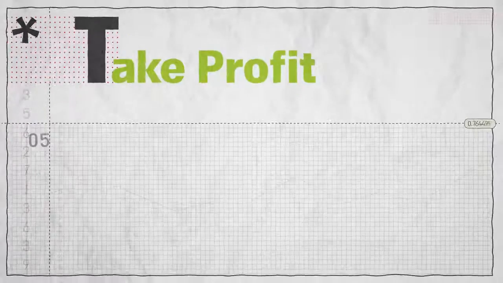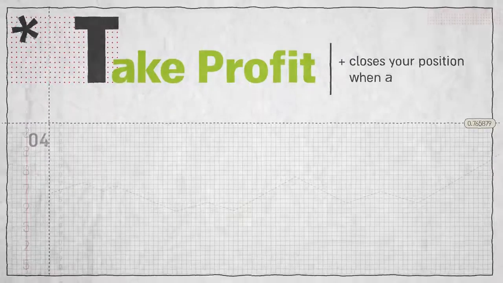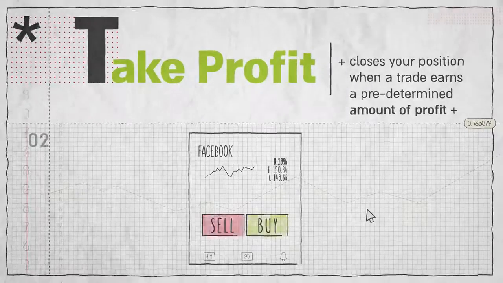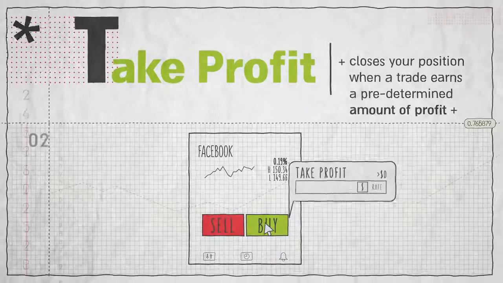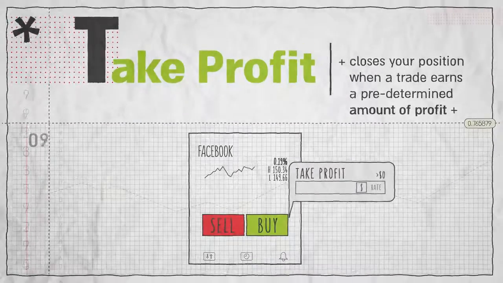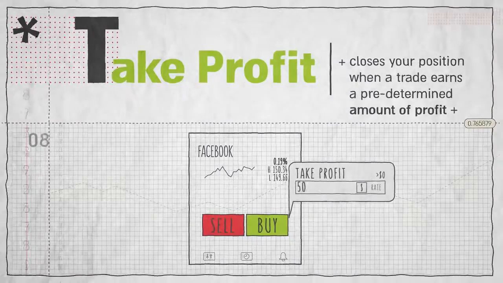Take profit. This feature closes a position once a trade earns a predetermined amount of profit. For example, if you've bought some shares of Facebook stock, you can instruct the UFX platform to close the trade once it has earned a profit of $50.